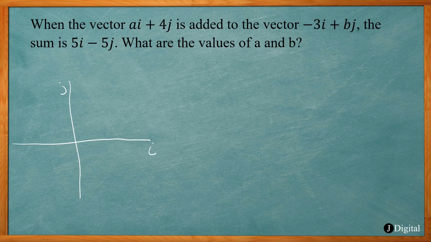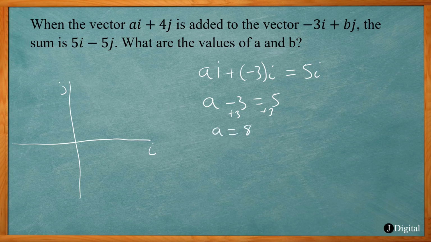So basically when we add these two together, we're going to combine the i values and combine the j values. So we have ai plus a negative 3i is going to equal 5i. So basically a minus 3 equals 5. Add 3 to both sides. So a equals 8.